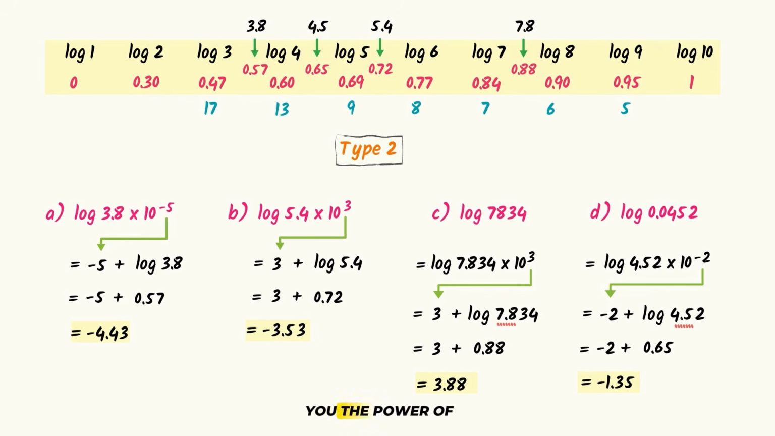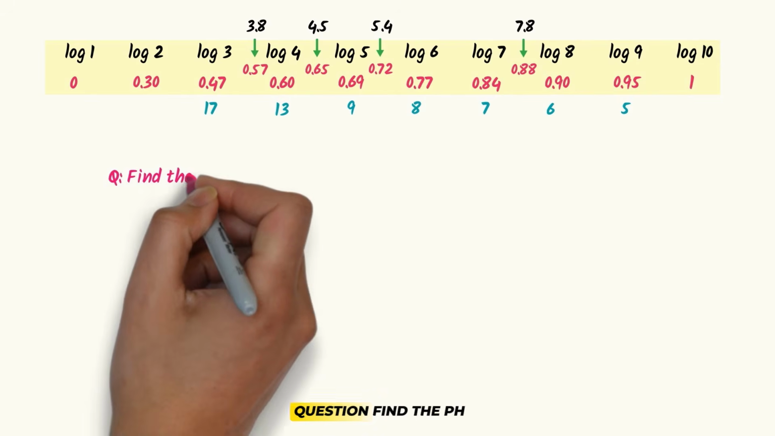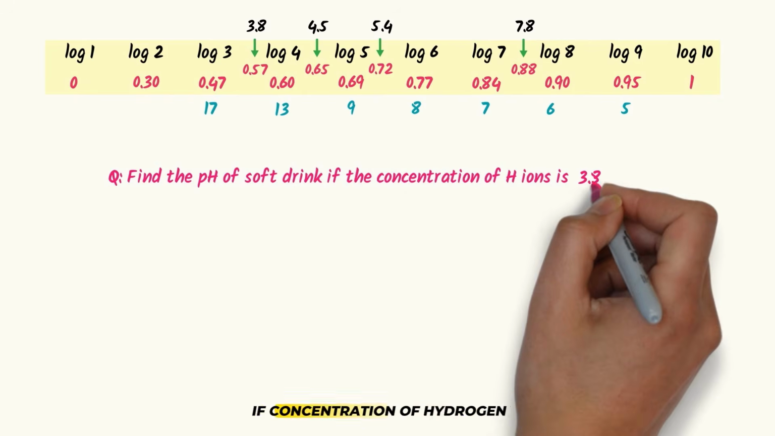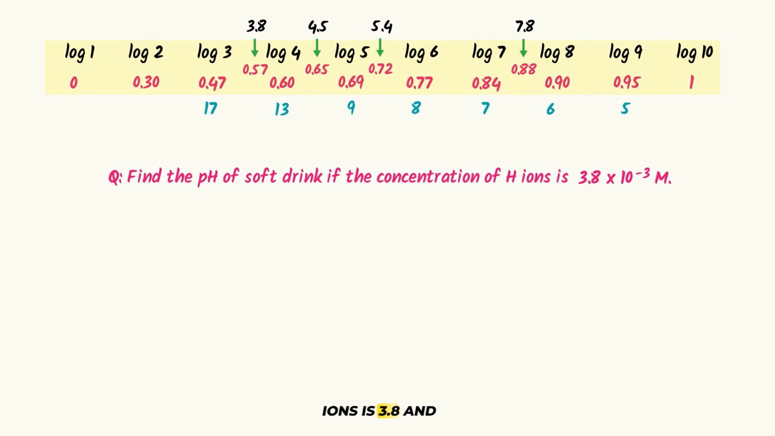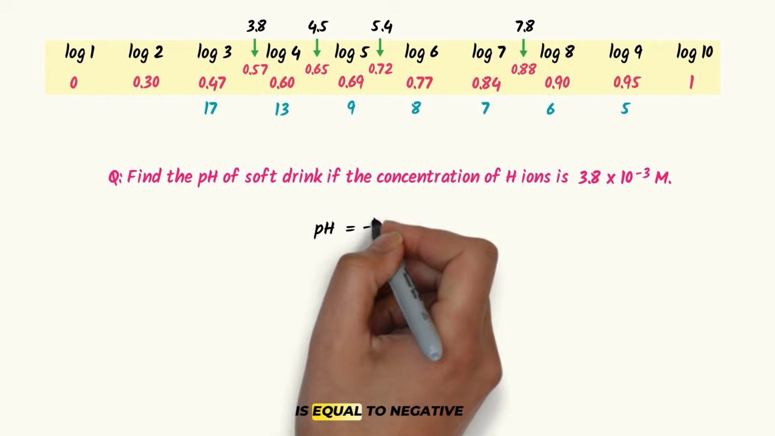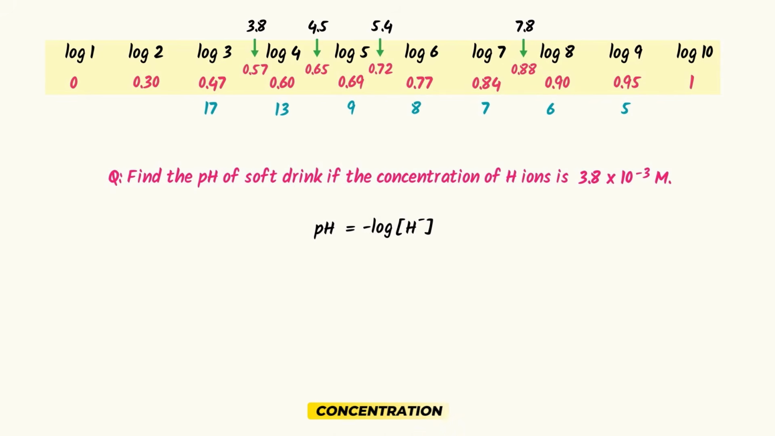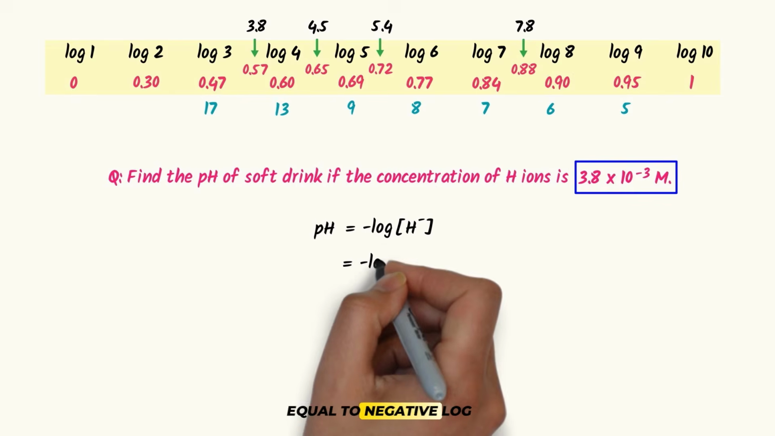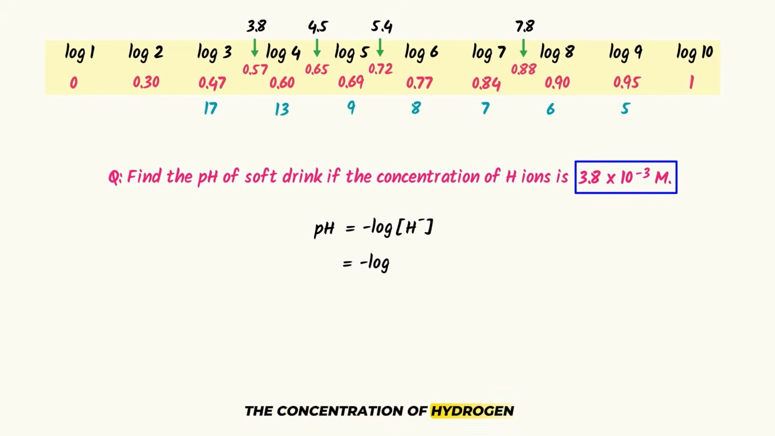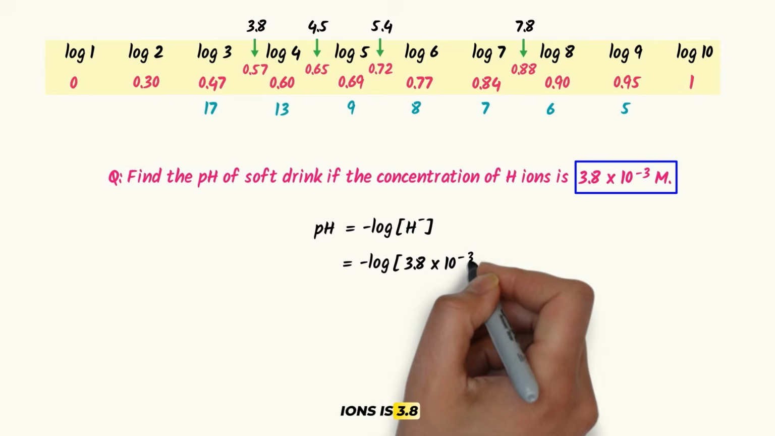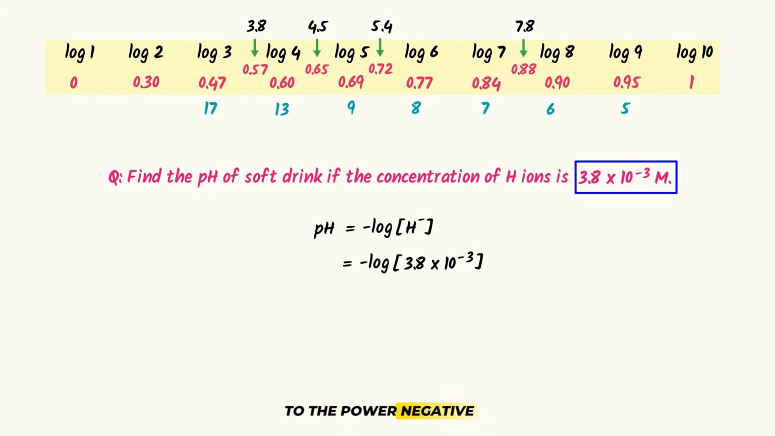Now I will show you the power of this trick by solving a real chemistry question. Find the pH of a soft drink if the concentration of hydrogen ions is 3.8 times 10 raised to the power negative 3 M. Well, we know that pH is equal to negative log of hydrogen ion concentration. The concentration is already given. I write pH is equal to negative log of 3.8 times 10 raised to the power negative 3.